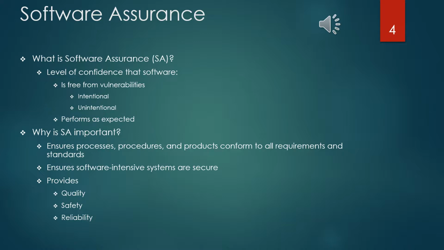Software assurance is important because it ensures that processes, procedures, and products conform to all requirements and standards. It ensures that software systems are secure and provides quality, safety, and reliability for software.